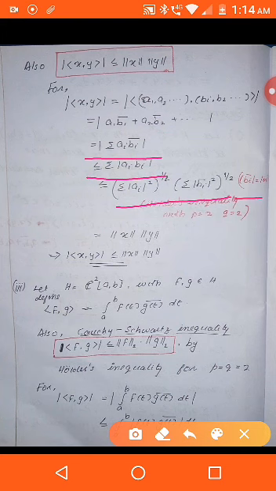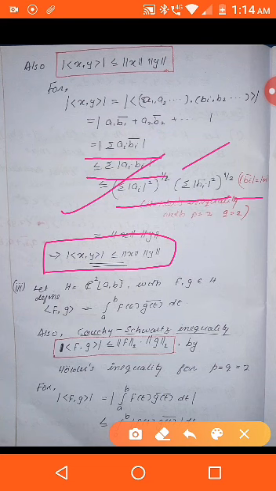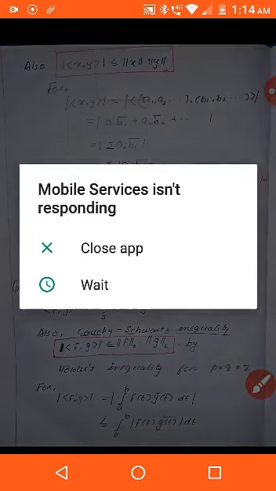But modulus of b_i conjugate is nothing but modulus of b_i. Therefore, by Holder's inequality we can prove that modulus of inner product of x, y is less than or equal to norm x into norm y. Here we are considering p and q as 2.